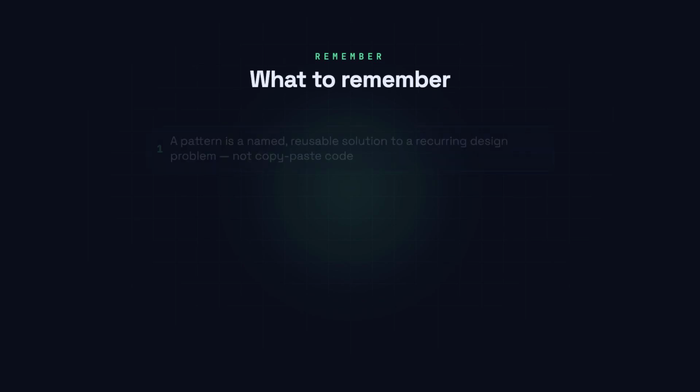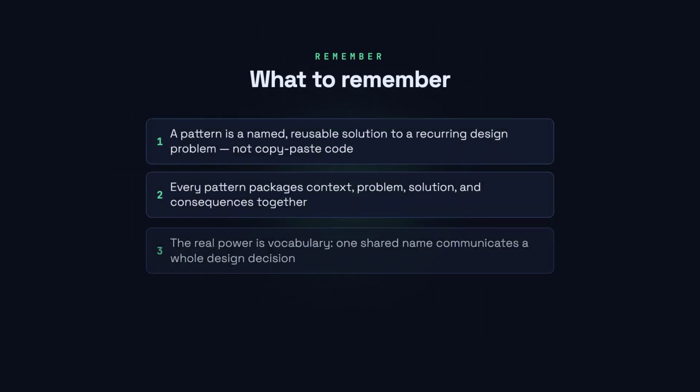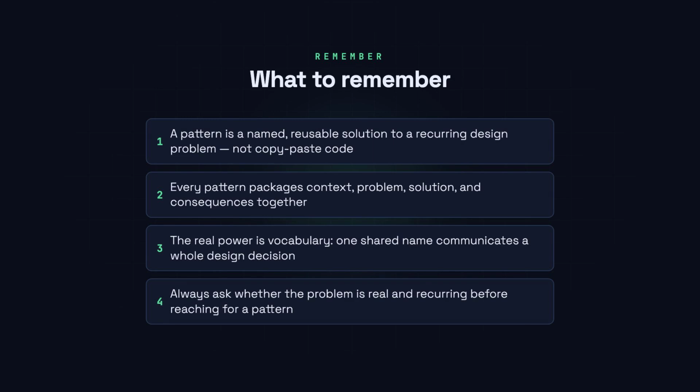Let us lock in the four things to carry forward. A pattern is a named reusable solution to a recurring design problem, not a snippet you paste in. It always bundles context, problem, solution, and consequences. Its greatest value is as vocabulary. Saying observer or factory communicates an entire design decision instantly to anyone who knows the term. And finally, the discipline that separates good pattern use from over-engineering is always asking, is this problem real, is it recurring, and does the pattern's cost actually pay off here?